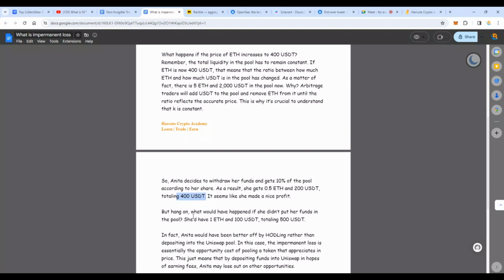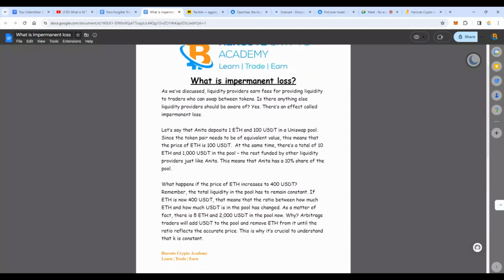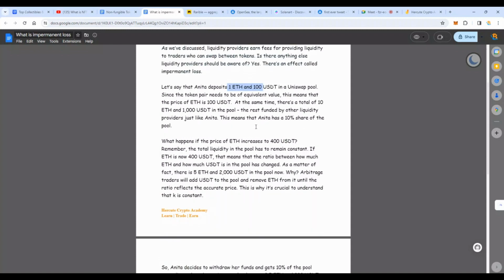Now, why? What would have happened if Anita did not provide the liquidity, and she decided to stay with her 1 Ethereum and her 100 USDT? Remember, the value of Ethereum has gone up to 400. So if she stayed with her 1 Ethereum, she would be having $400 of the 1 Ethereum plus her $100 that she had provided in the liquidity pool. So in total, she would be having how much? 500. Correct. 500. That is what we call impermanent loss.